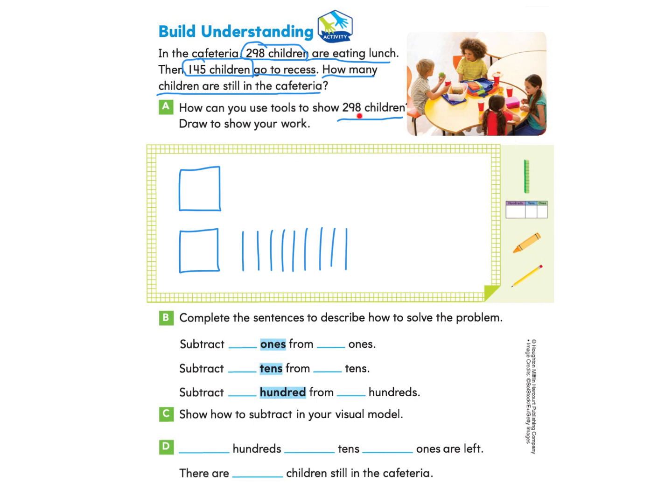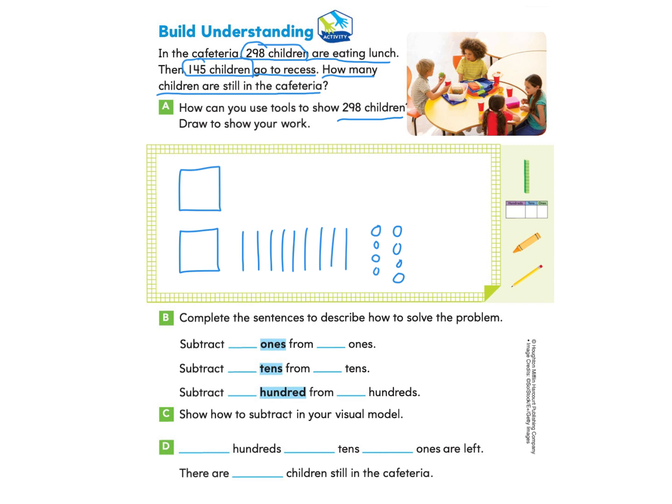And then we have 8 ones. So I'm going to draw 8 little circles here. 1, 2, 3, 4, 5, 6, 7, 8. And that's going to represent the ones. So here I have drawn 298. Now let's take a look at part B.